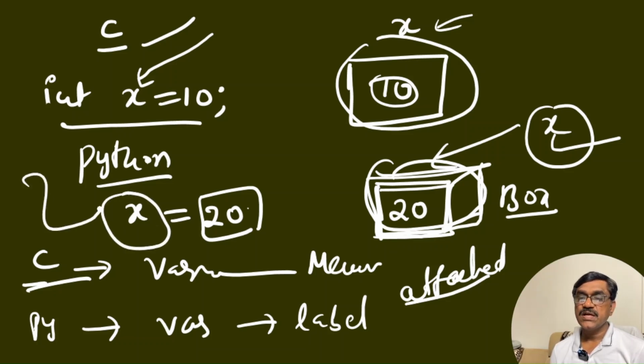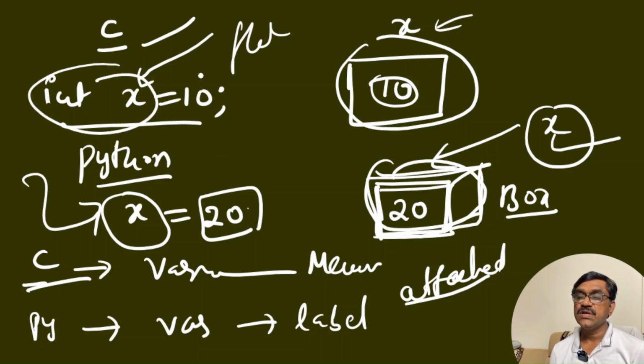First, the memory is allocated for the variable x. An integer variable takes 2 bytes of memory, right? When you take a float variable, it takes 4 bytes of memory. So first, memory is allocated for the variable, then only the value is stored here. But whereas in Python, first memory is allocated for the value, not the variable.